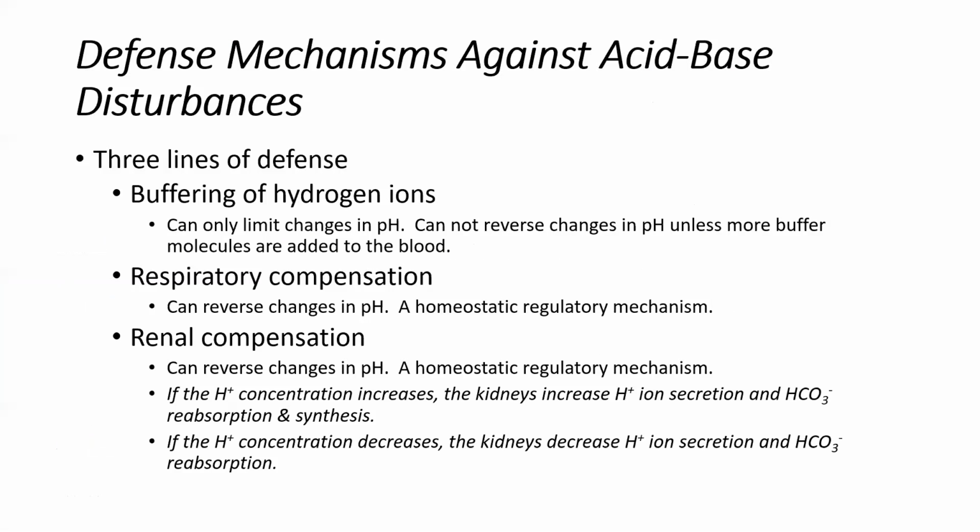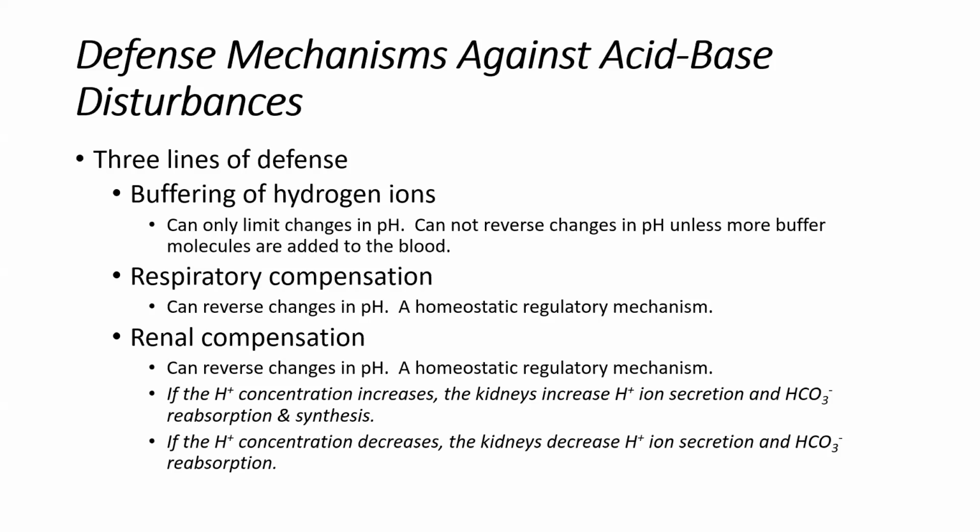Just to go over this one more time, I know we went over this slide, as we really get into describing these mechanisms in more detail. We talked about the three lines of defense, the buffering of hydrogen ions with bicarbonate. This is the first line of defense that we said would only limit changes in pH, as in prevent changes, but not actually reverse or correct or compensate.